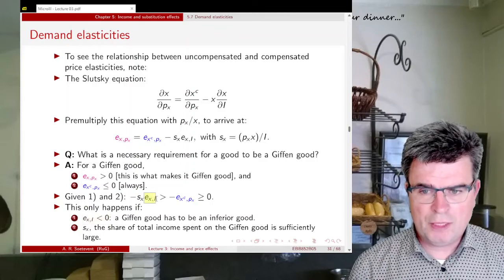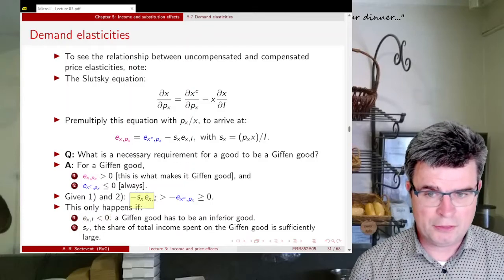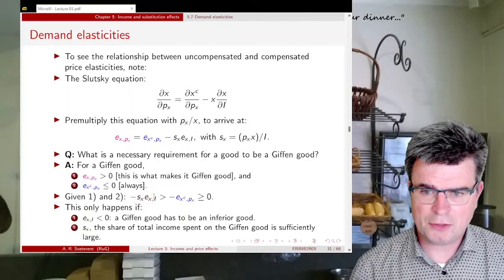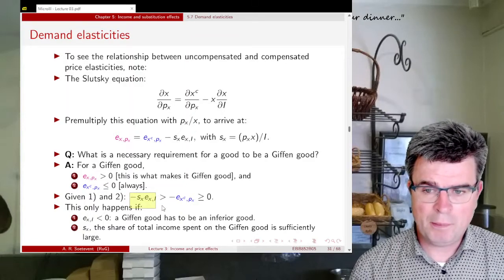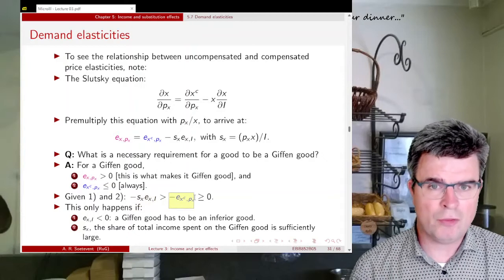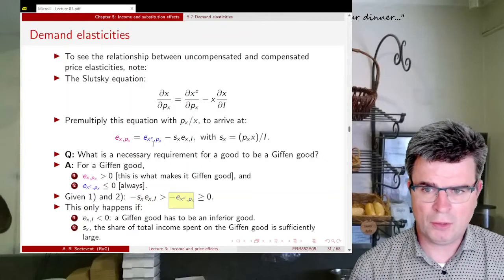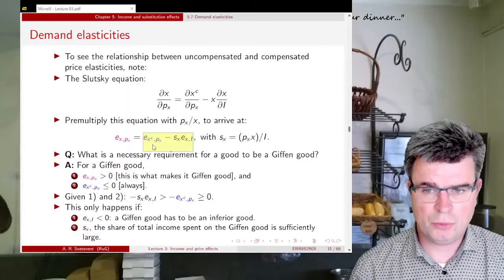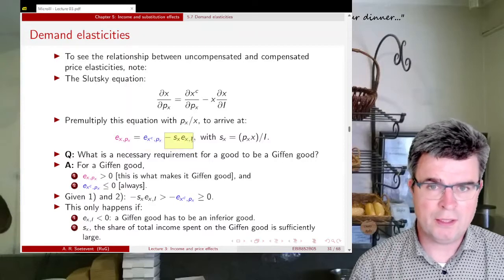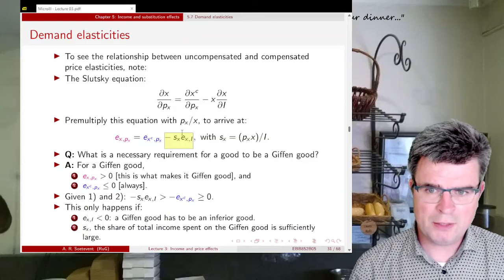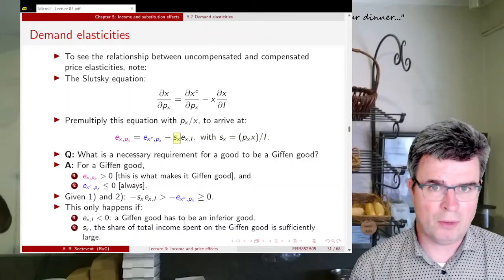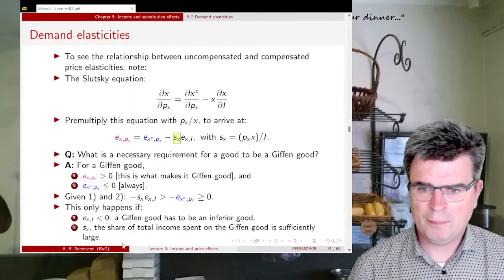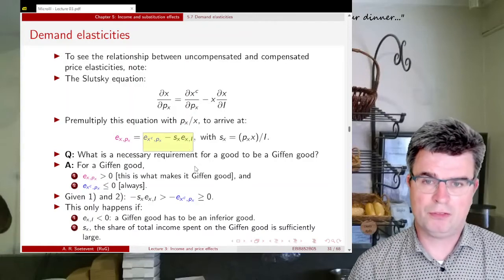So if this elasticity is negative, okay, then this thing is positive, but it needs to be sufficiently positive, because this expression also needs to be larger than the negative of the compensated price elasticity. Otherwise, these two things together will still be negative. And these two terms together will only be positive if this thing is sufficiently large. So this implies that the share of income that we spend on our Giffen good needs to be sufficiently large in order to make this entire right-hand side positive.